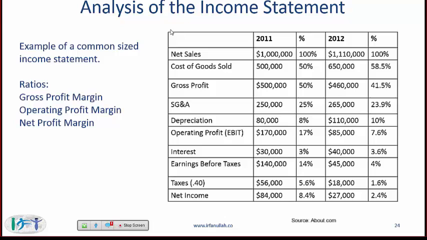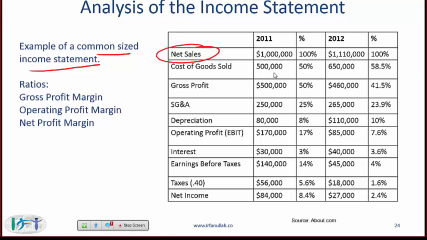Next point, analysis of the income statement. So the key point here is to understand the concept of a common-sized income statement. With a common-sized income statement, you take every income statement item and show it as a percentage of net sales. Sometimes you might see this written as percentage of revenue. So that is done over here.